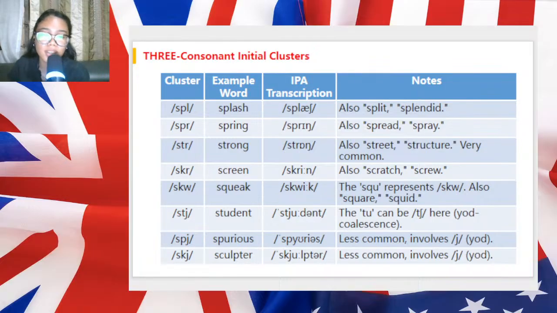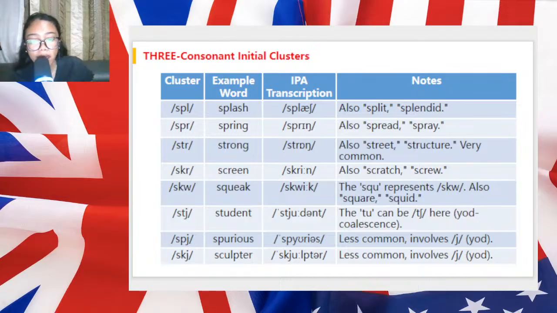We're on STJ. Student might be pronounced as student, or sometimes closer to student. We're focusing on the STJ blend as written, where the T clearly leads into the Y sound. So practice student, focusing on that immediate flow from the T to the Y sound.